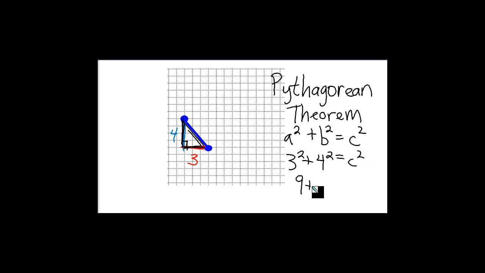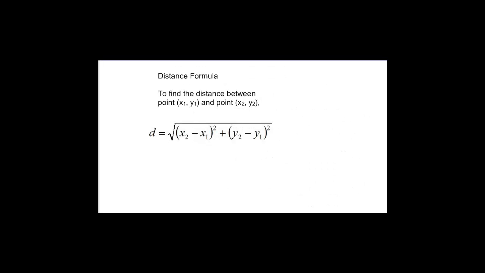So we really got 9 plus 16 is C squared. 9 plus 16 is 25. Now to get rid of the second power, you have to take the square root. So I'm going to really call it square root 25, which is technically -5 and +5. In this case, I'm not going to worry about the negative because you really can't have a negative distance. So we'll just say it's 5. The length of our hypotenuse is 5.